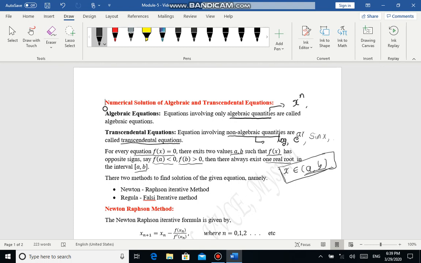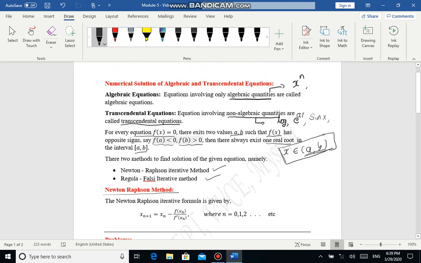In this topic, we are going to discuss two types of numerical method. One is the Newton-Raphson method, and the other is the regula falsi iterative method. First, we'll discuss the Newton-Raphson method. The Newton-Raphson iterative formula is given by x n plus 1 is equal to x n minus f of x n by f dash of x n, where n takes the values 0, 1, 2, 3, etc.